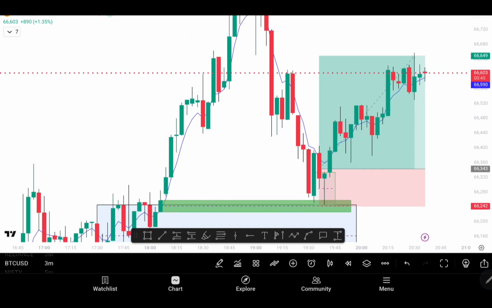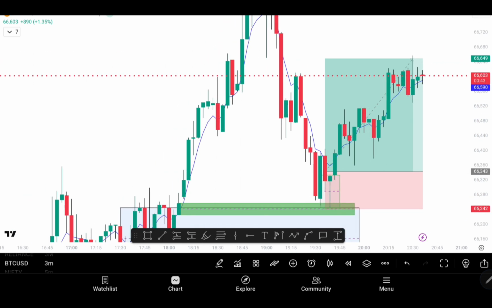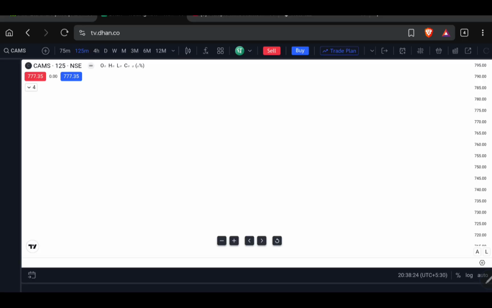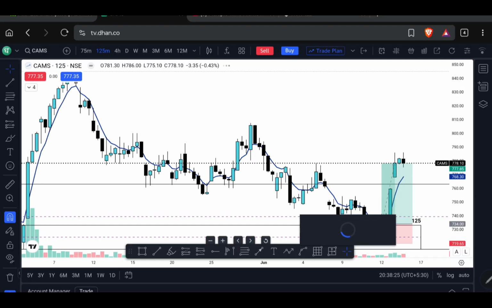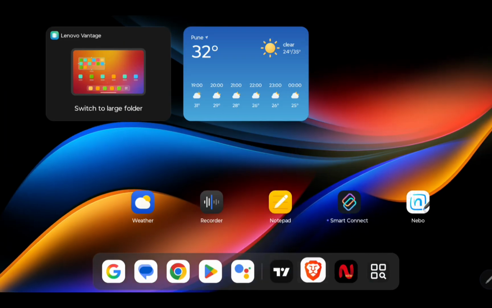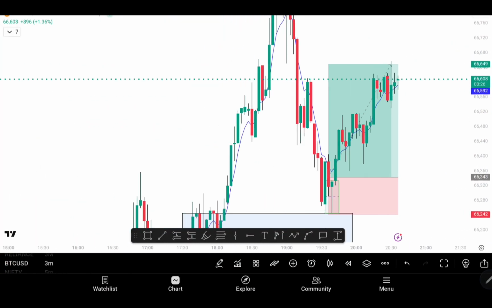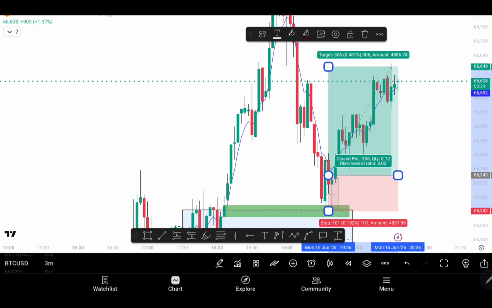So it's just now, when we were marking on this chart, it has given our target of 1:3.